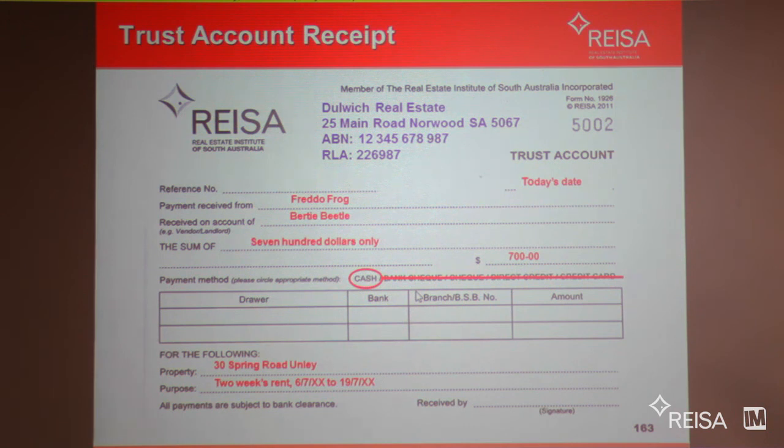And of course, it is received by the person receiving the payment. So if you paid by cash, that would be the person you paid to. If it's obviously done by internet transfer, you would just have the agency stamp on that. And that is the perfect trust account receipt.